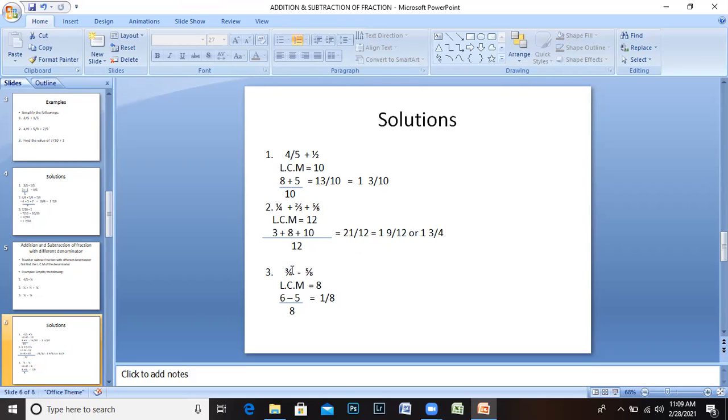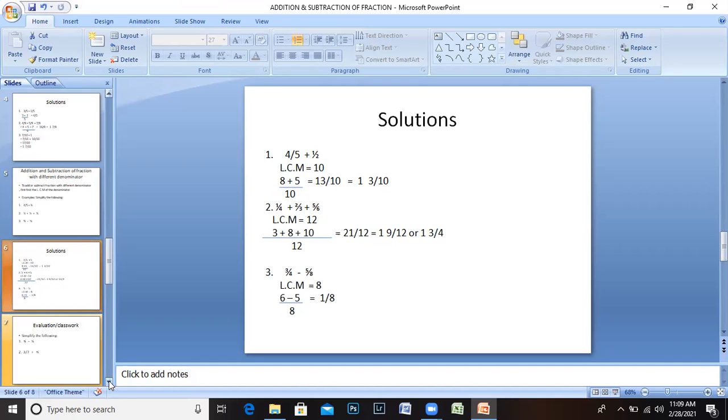Now, example 3. We have 3 over 4 minus 5 over 8. What's our LCM between 4 and 8? Which is 8. So we can now use 8 as our LCM. 4 in 8 is 2. 2 times 3, that's 6. 8 in 8, 1. 1 times 5, that's 5. Now, 6 minus 5 will give us 1 over 8. I believe you understand that.